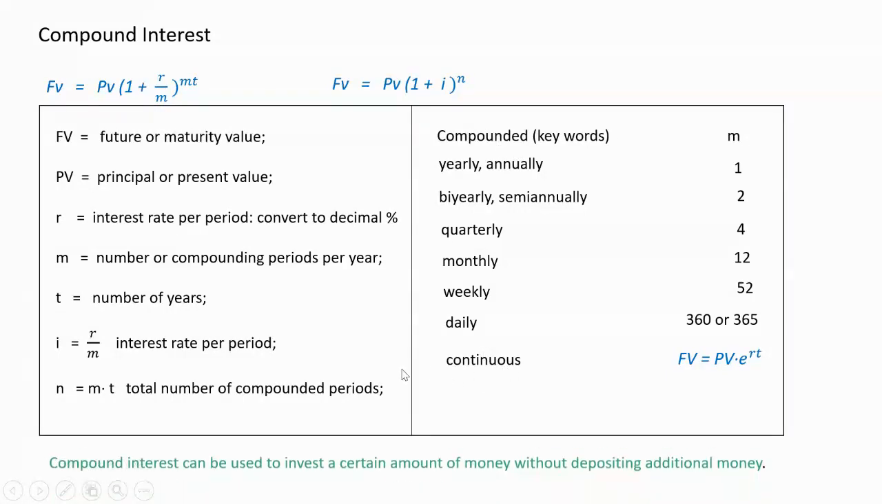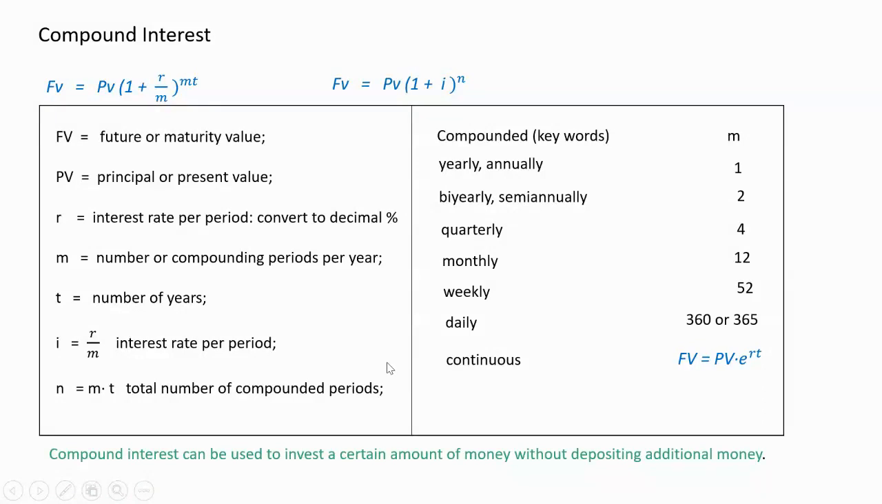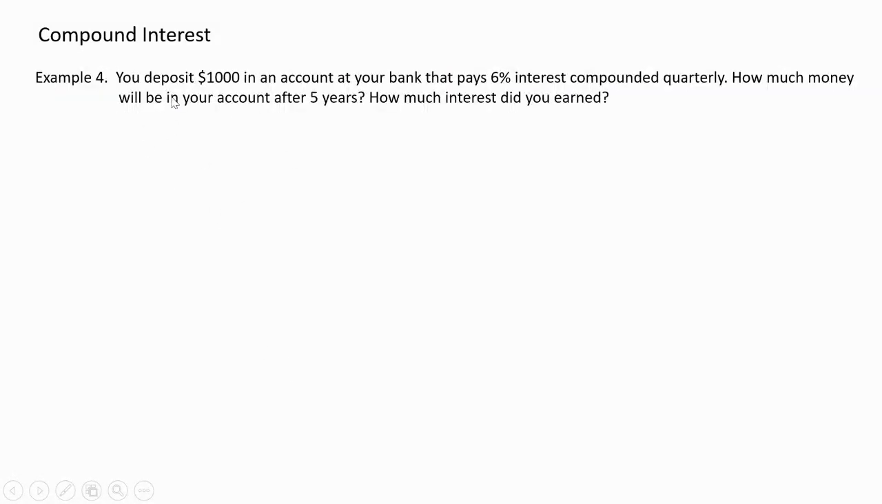Okay. So this is how we use these type of problems. Compound interest can be used to invest a certain amount of money without depositing additional money. What I mean by that, say that you have about $5,000 cash with you. You can actually invest it in an account that you don't have to put any more money in, and then at a certain time in the future, you get your money back plus the interest that you earned extra. So I'm going to use this type of problem to explain how it can be used in the real world. For example, this is example number 4.